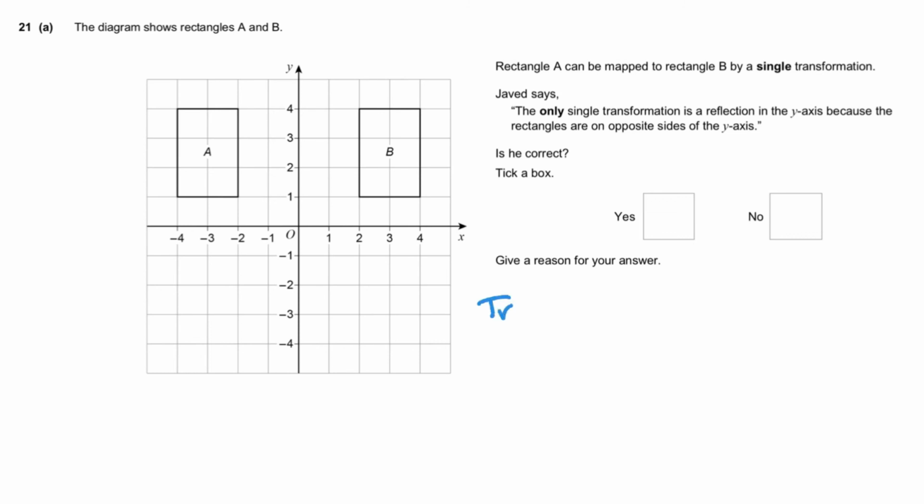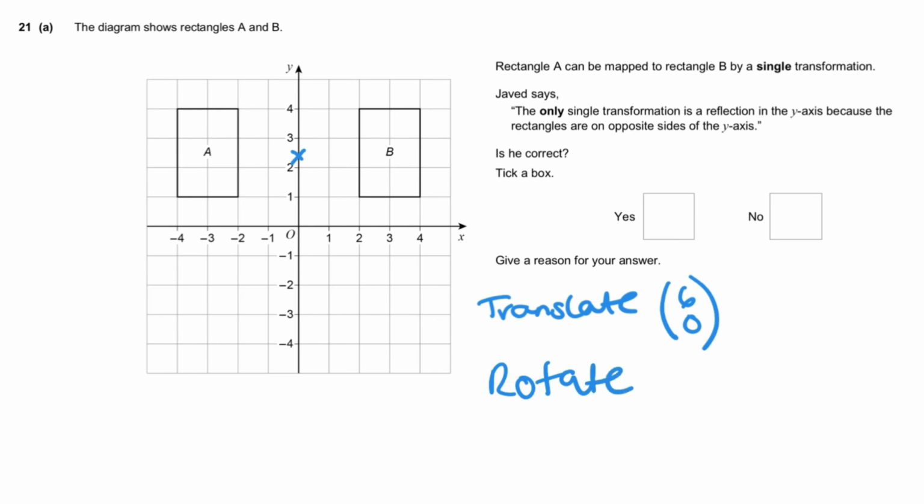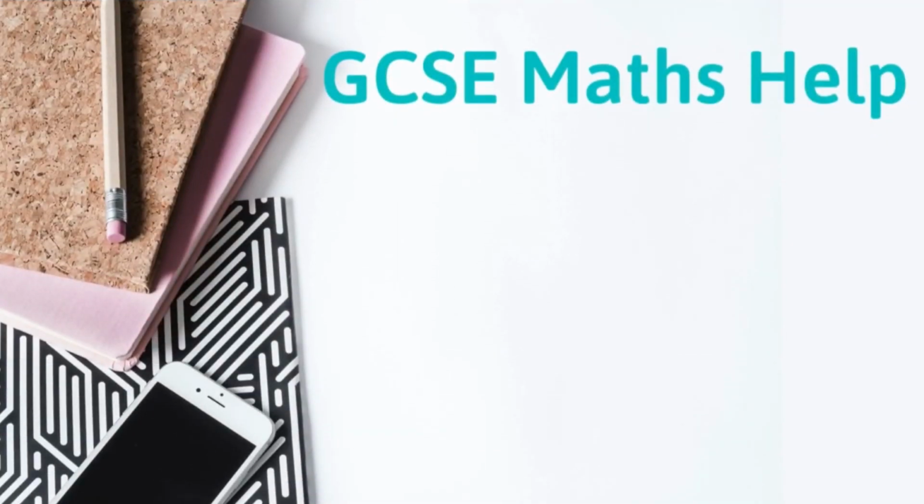So first we could translate it by a vector 6, 0 to move it 6 places along to the right. If we mark the point in the middle of the two rectangles at the coordinate 0, 2.5, we could rotate the shape around that point 180 degrees. We could also enlarge rectangle A to rectangle B through the same point of a scale factor of -1. So we can tick no, Javid isn't correct because there's 3 other transformations that we could do to get rectangle A to rectangle B.